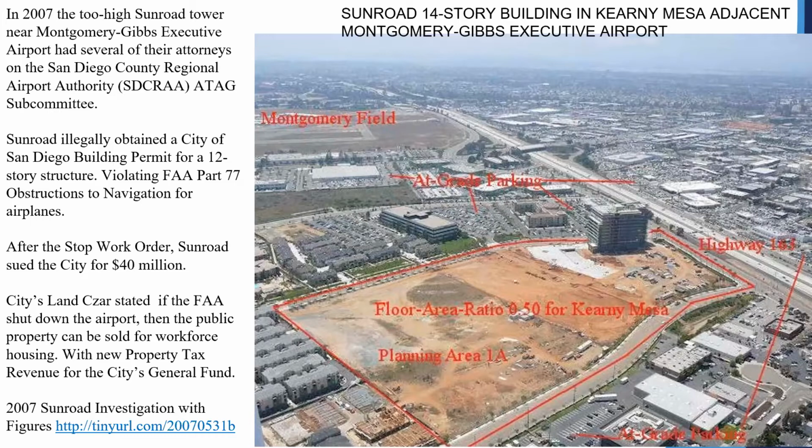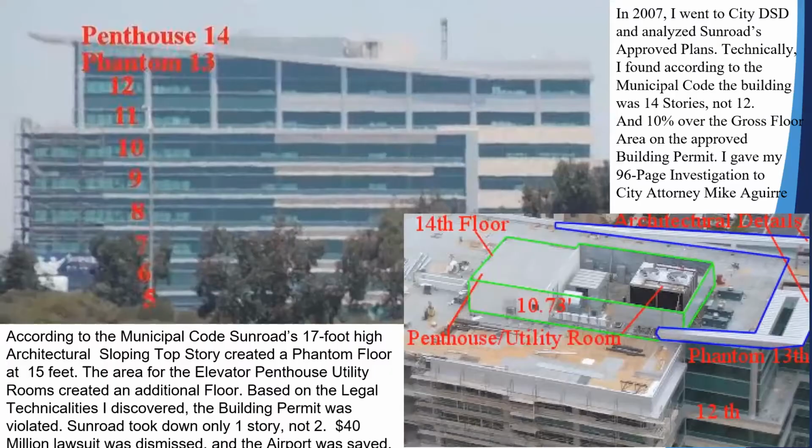The city's land use order stated that if the FAA shut down the airport, then the public property can be sold for workforce housing with new property tax revenue for the city's general fund. I did an investigation that could be found at tinyurl.com/20070531b. In 2007, I went to the city's DSD and analyzed Sun Road's approved plans. Technically, I found, according to the municipal code, the building was 14 stories, not 12, and 10% over the gross floor area on the approved building permits.